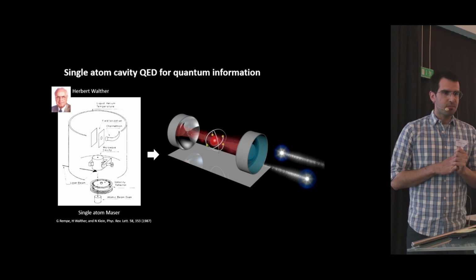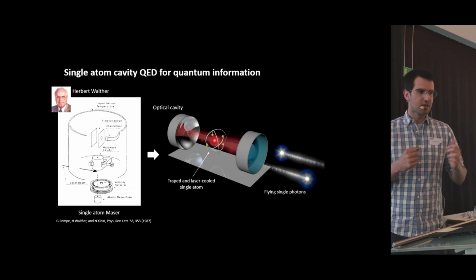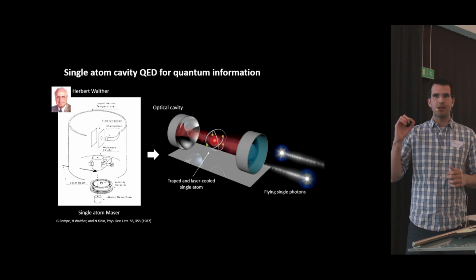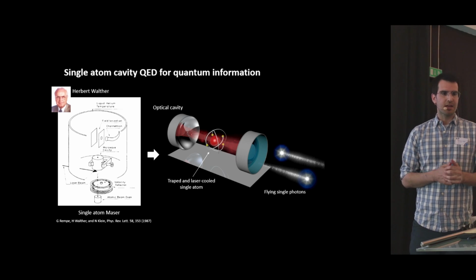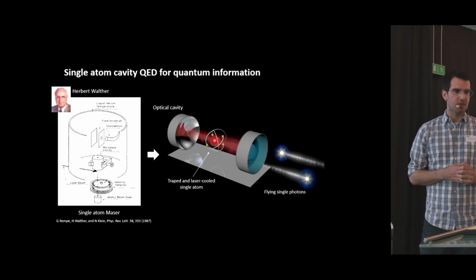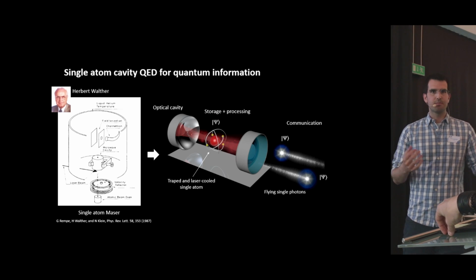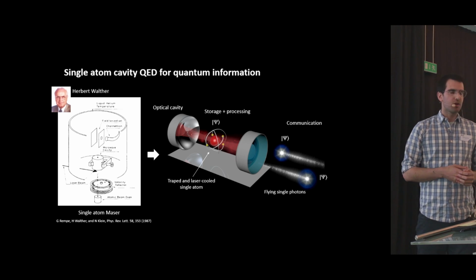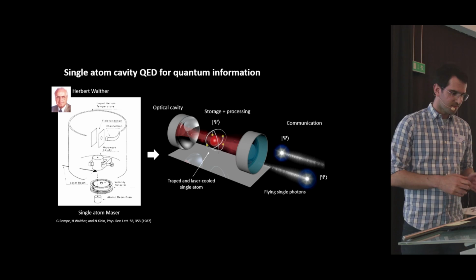The experiments that we perform are a bit different. We are using optical cavities, and we are using atoms which are trapped and laser cooled at the point of maximal coupling to the cavities. And instead of using an intracavity microwave field, we are using flying single photons which interact with the atom. Our motivation is to explore schemes in quantum information which combine qubits encoded in atoms with qubits encoded in single photons.